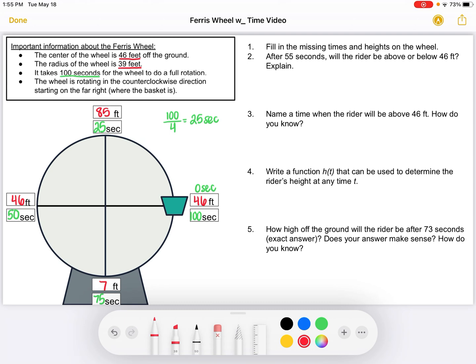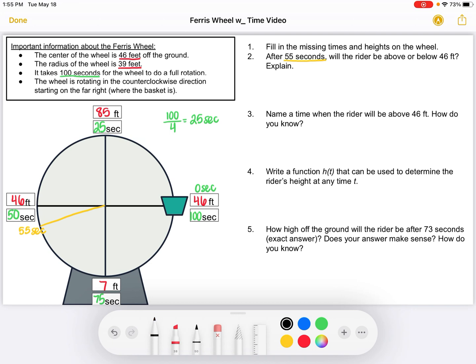Okay, the next question says, after 55 seconds, will the rider be above or below 46 feet? So I need to figure out where on the wheel we would be at 55 seconds. So it takes 25 to get to the top, 50 to go halfway. So 55 is going to be a little bit past the halfway point. I'm going to just draw it like here. This is just an estimate of where 55 seconds would be. And we can see that at 55 seconds, they've gone past halfway, so they're below the center. So since the center is 46 feet off the ground, they're below 46 feet.